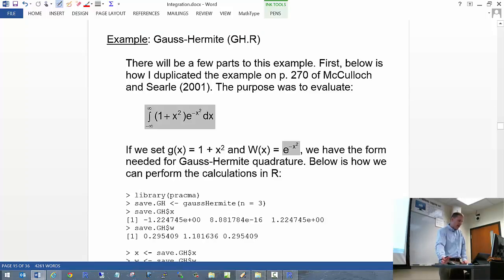Okay, so let's take a look at an example of using Gauss-Hermite quadrature. This is taken from McCulloch and Searle's book on generalized linear mixed models. This used to be the book that was used for Stat 971. This is towards the end of the book, when they talk about some of the computational details. I simply want to approximate this integral here. Notice how it's nicely set up. So here's my w of x, here's my g of x.